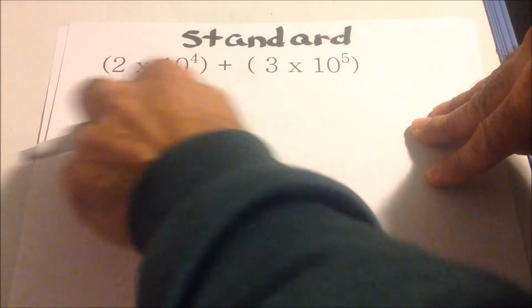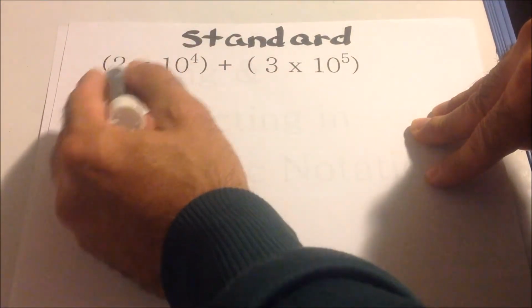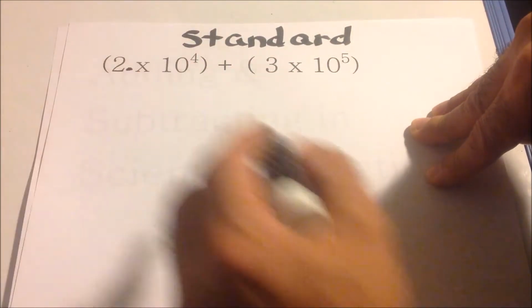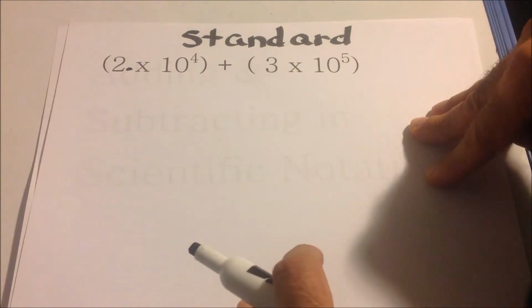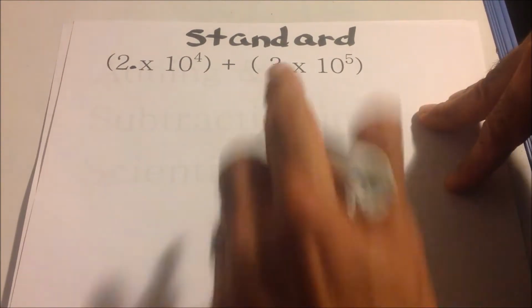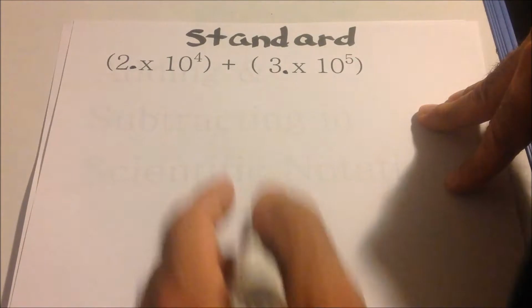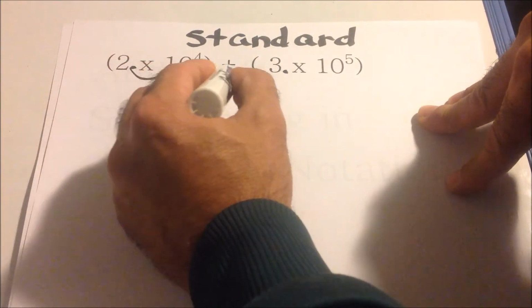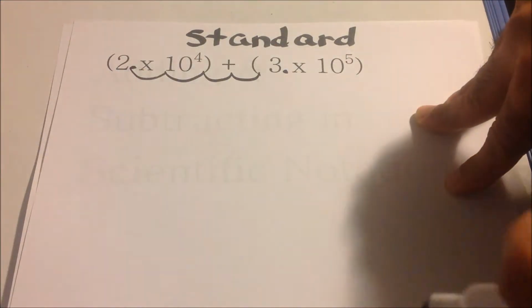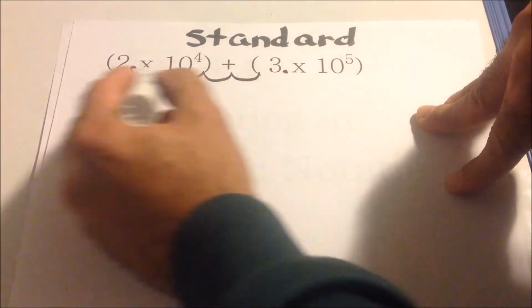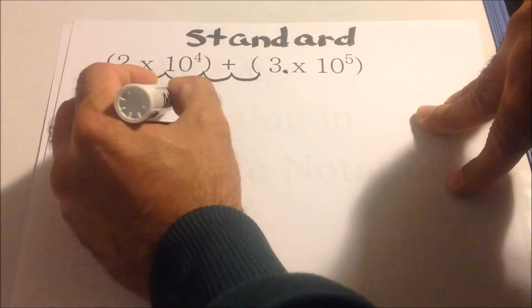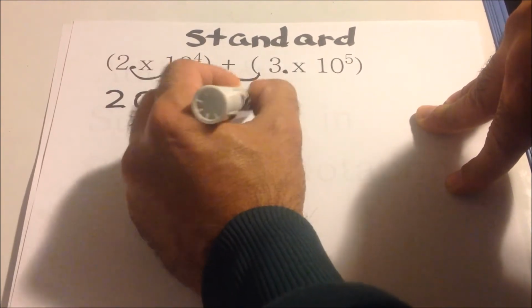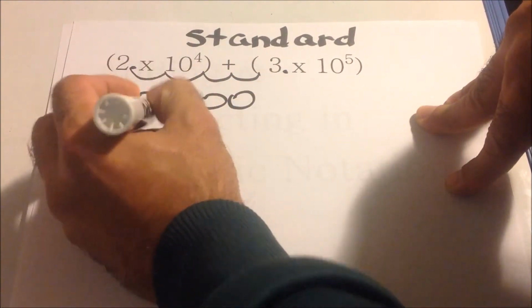So for example, here, we know that if you see a number by itself, there's always a decimal there. 2 is actually 2.0. Same with the 3. There's a decimal there. And the exponent is telling us to move it 4 times. So we have 4 empty places, and anytime you have an empty place, we put zeros. So we have 20,000.